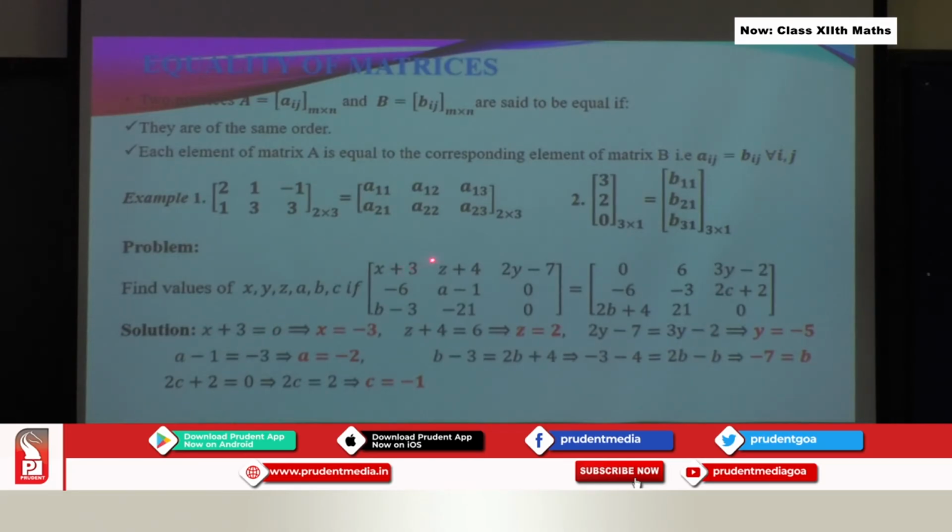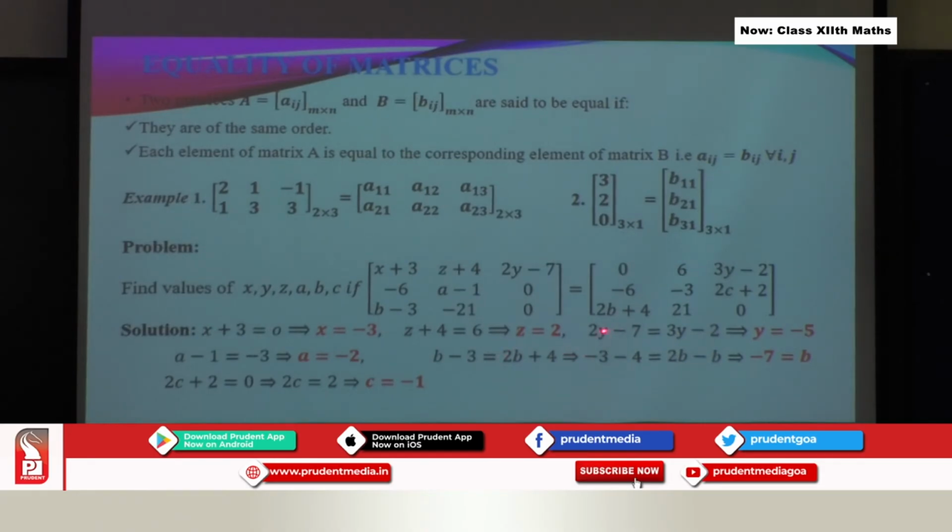Now look at this. Here, x plus 3 is equal to 0. Why can I say that? Because the second condition tells you the corresponding elements are supposed to be equal. I get the equation x plus 3 equal to 0, which gives me x equal to minus 3. Let's go to the second position, the 1, 2 position. So z plus 4 is equal to what? 6. Z plus 4 is equal to 6, which gives me z equal to 2.